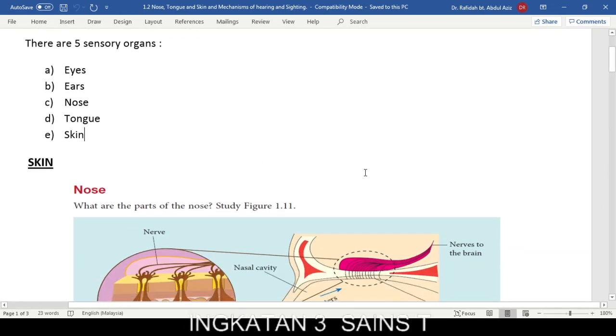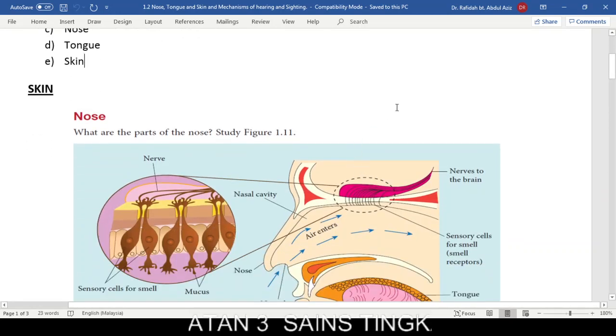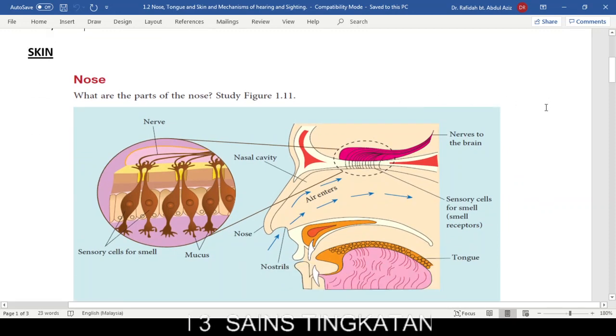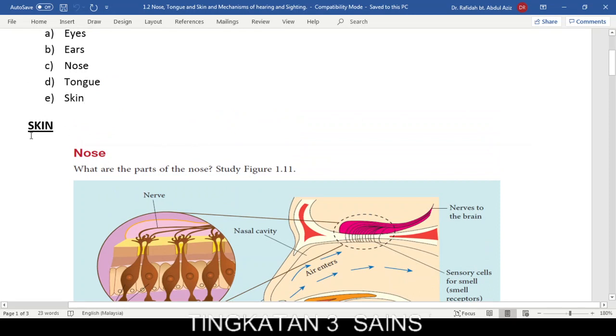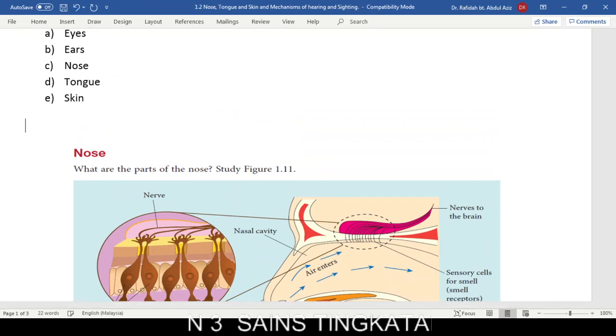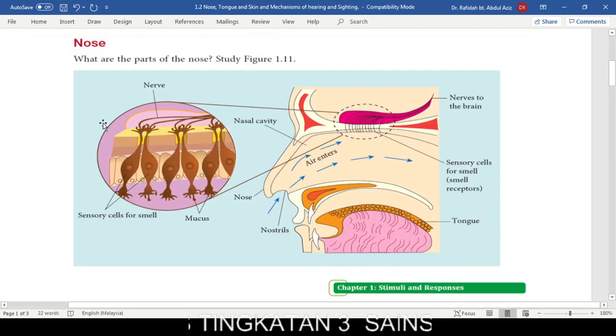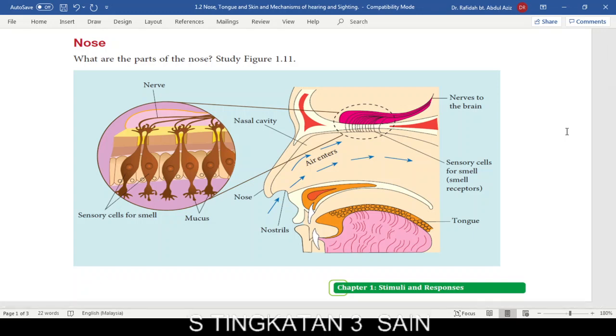So now we proceed to the third sensory organ, the nose. What are the parts of the nose? Please study figure 1.11 in the textbook.